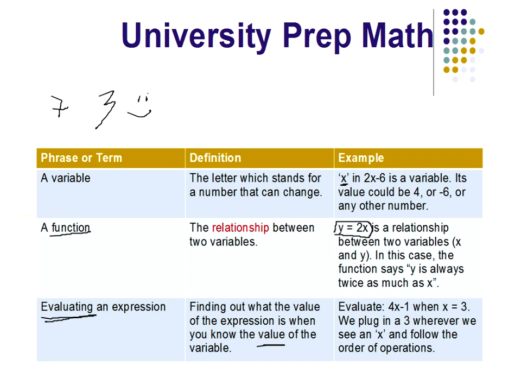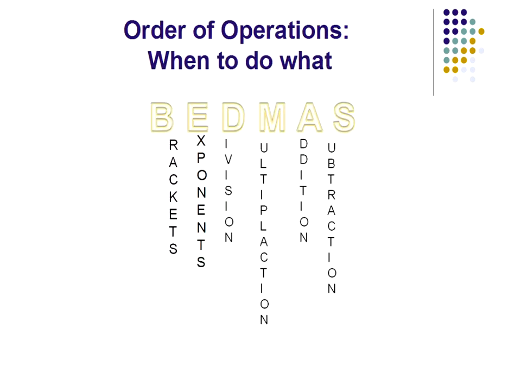So if I have the expression 4x minus 1, and then I plug in x equals 3, well, anywhere I see an x, I'm going to plug in a 3. And so now to evaluate this, we have to follow the order of operations. The order of operations is a quick way of us remembering this.